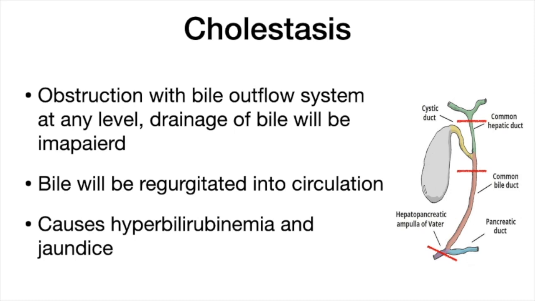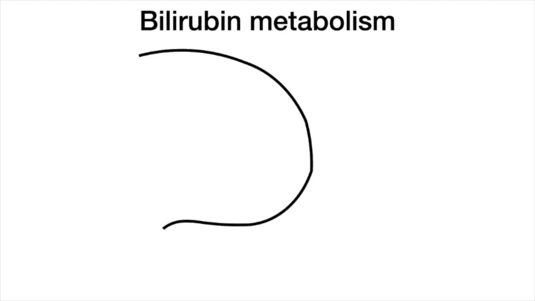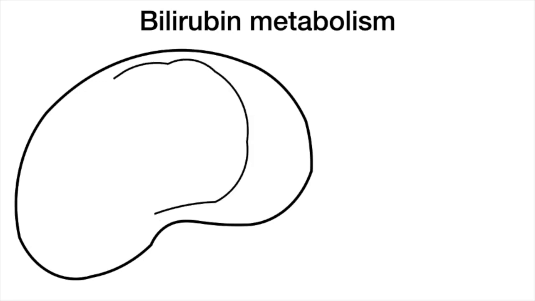Now, before going to the actual mechanism of obstructive jaundice, we have to understand how the metabolism of bilirubin occurs. Bilirubin actually comes from the breakdown of RBC. As we all know, older RBCs are broken down in the spleen, liver, and bone marrow, and normal RBC breakdown occurs within the macrophages of the spleen, liver, bone marrow, etc. So let us consider this is a spleen, and we have macrophages in the spleen. Let's consider one of the older RBCs gets trapped in the macrophages inside the spleen.